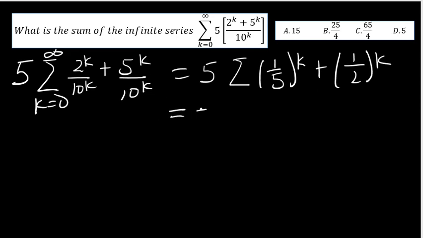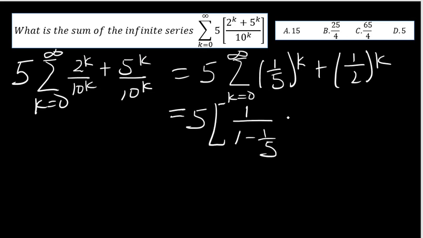Then the 5 we keep outside, and this is a geometric series, with k starting from 0 to infinity. When you substitute 0 here, the first term will be 1. So G1 is just 1 over 1 minus the common ratio 1 over 5, plus, in the same manner, the second one, 1 over 1 minus 1 over 2. The common ratios are 1 over 5 and 1 over 2.